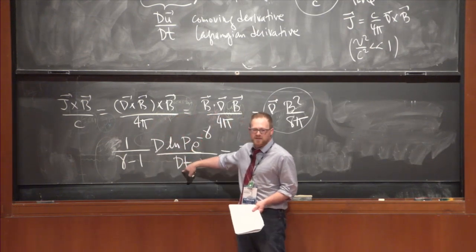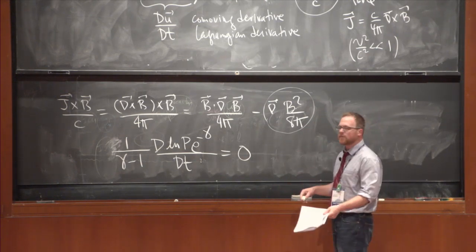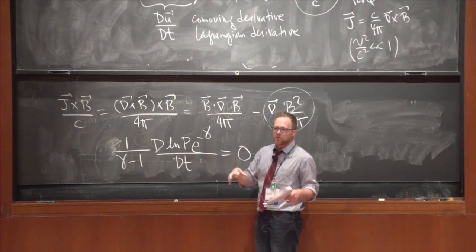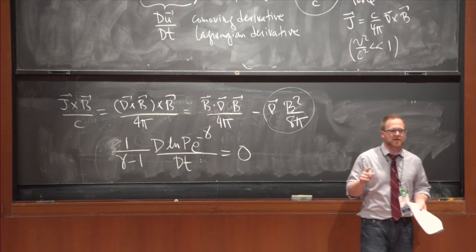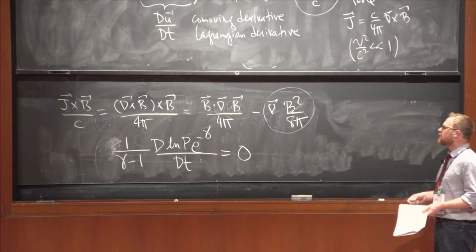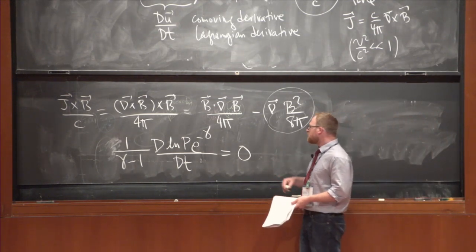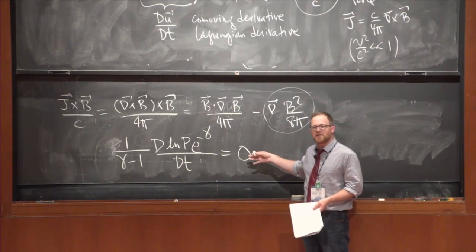So here's just d by dt. Remember, that's in the frame of the fluid. It's not just in the lab frame. So in a fluid element, as that fluid element moves within that volume, log p rho to the minus gamma, where gamma is some adiabatic index, degrees of freedom and all that, it's conserved. Now, there's nothing in MHD that necessitates the left or the right-hand side to be zero.